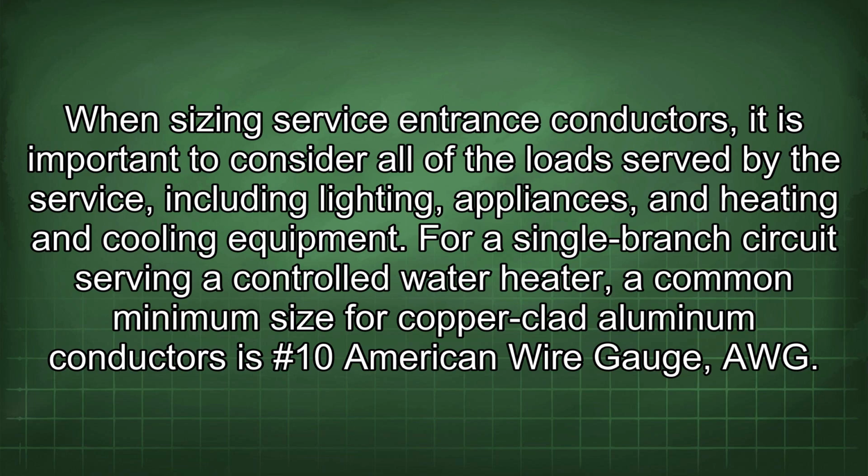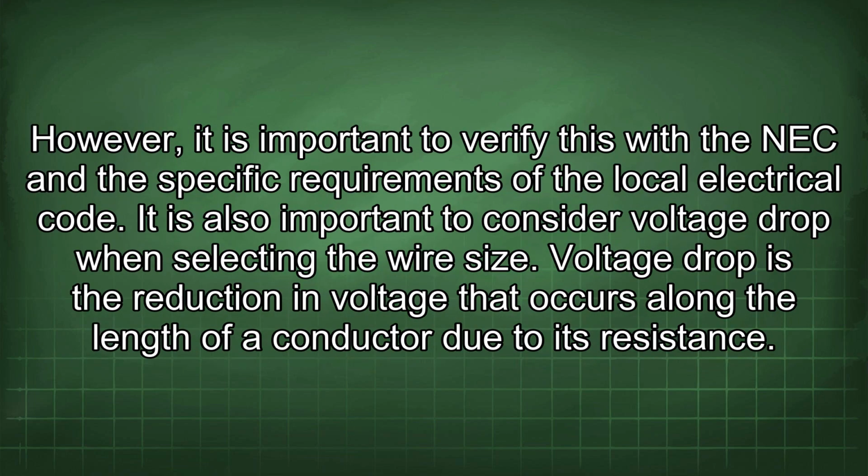For a single branch circuit serving a controlled water heater, a common minimum size for copper-clad aluminum conductors is #10 American wire gauge (AWG). However, it is important to verify this with the NEC and the specific requirements of the local electrical code. It is also important to consider voltage drop when selecting the wire size.